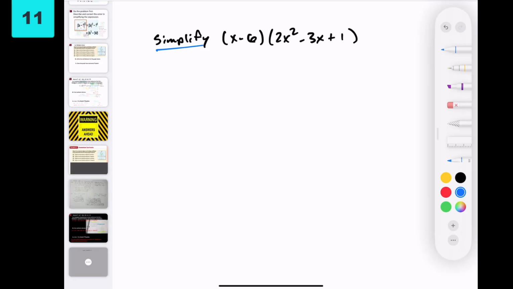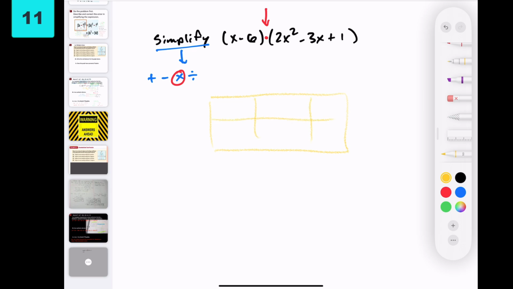Alright, this problem tells you to simplify. So simplify means the basic math operations: addition, subtraction, multiplication, or division. So how do you know which one it is? You're just going to look in between them, and there's just a dot. So in this case, that'll just be multiplication. And for multiplication, we've been using a rectangle. So how do you know how large to draw your rectangle? Well, this has two terms, so they're going to go over here. This one has three terms: 1, 2, 3. So you're going to put those 1, 2, 3, and that's why it's 2 by 3.